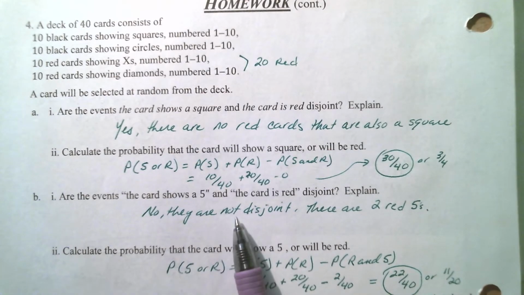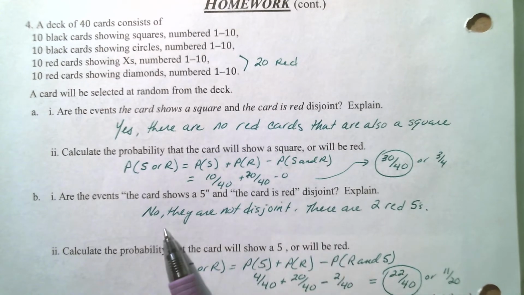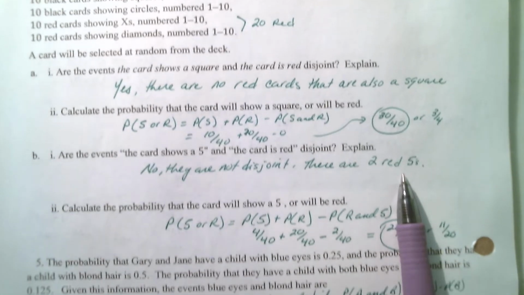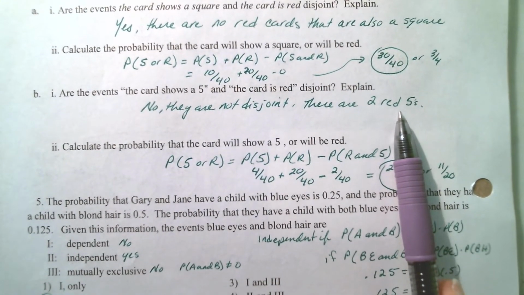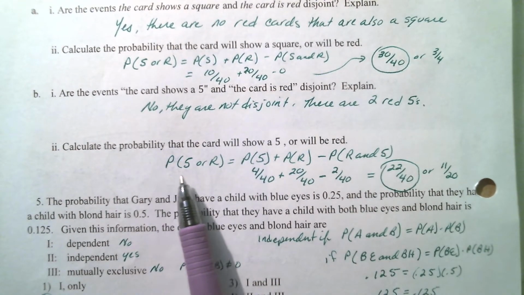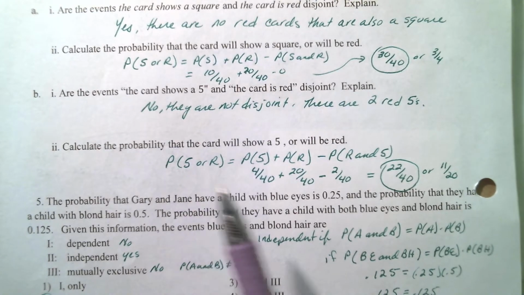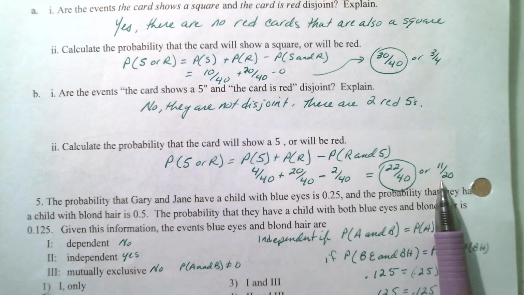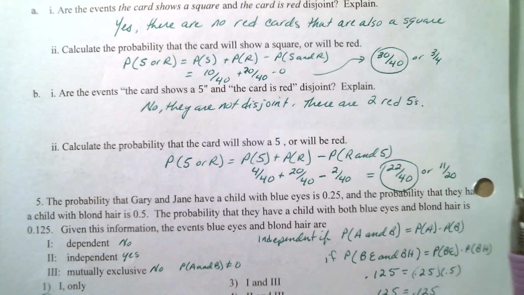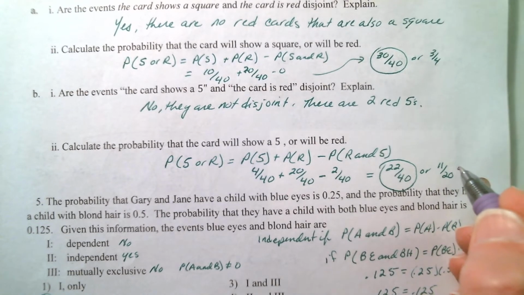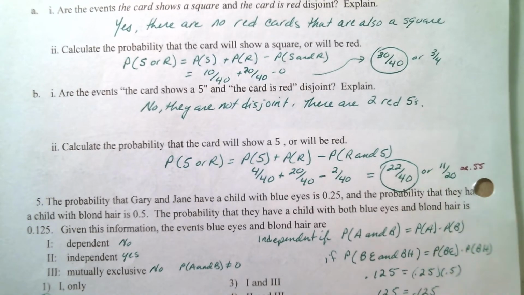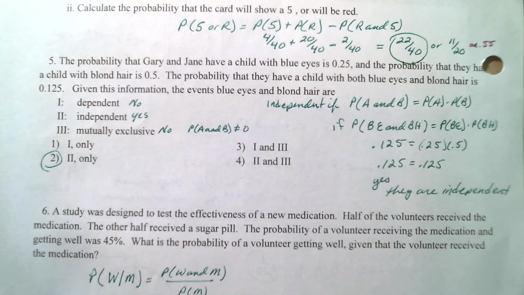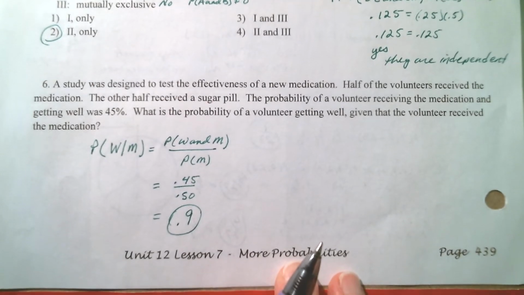B1, are the events disjoint? No, they are not disjoint. There are 2 red 5s. B2, the probability of 5 or red is 22/40 or 11/20 or the decimal equivalent of 0.55. Number 5 is choice 2, and number 6 is 0.9.